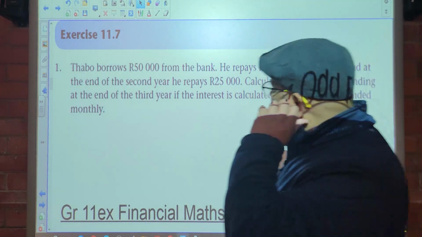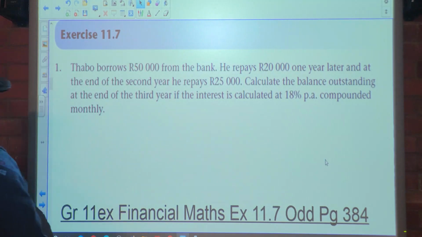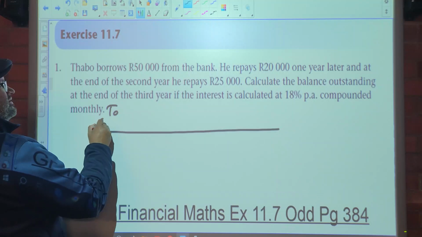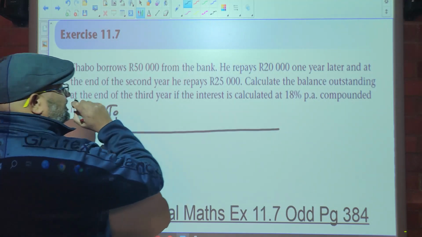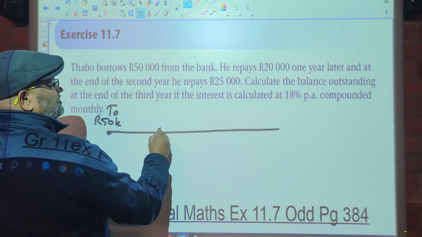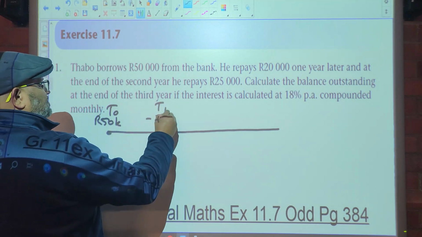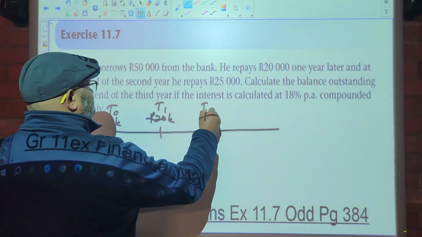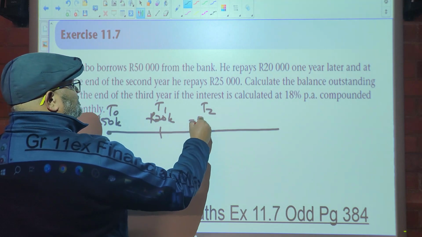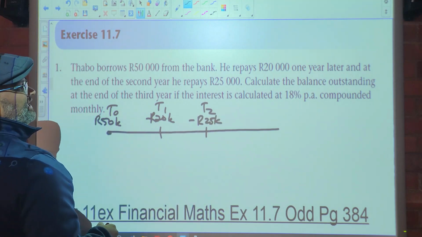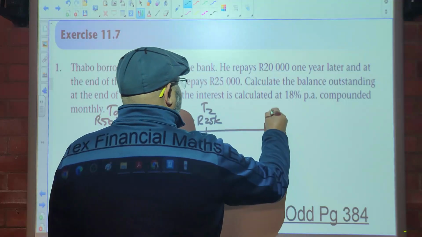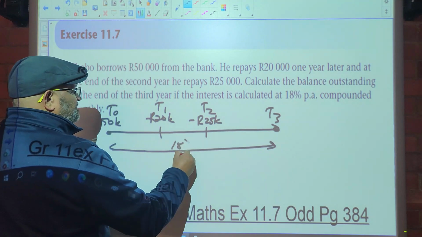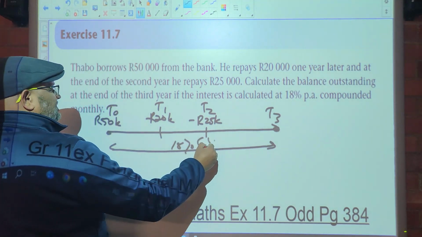Okay, so here we are told that Tabo borrows 50,000 rand from the bank. Right, time line now. He borrows 50,000 rand from the bank. He repays 20,000 rand 1 year later. So at T1 minus 20,000. And at the end of the second year, T2, he repays 25,000 rand. Calculate the balance outstanding at the end of the third year, if the interest rate is calculated at 18% per annum, compounded monthly.